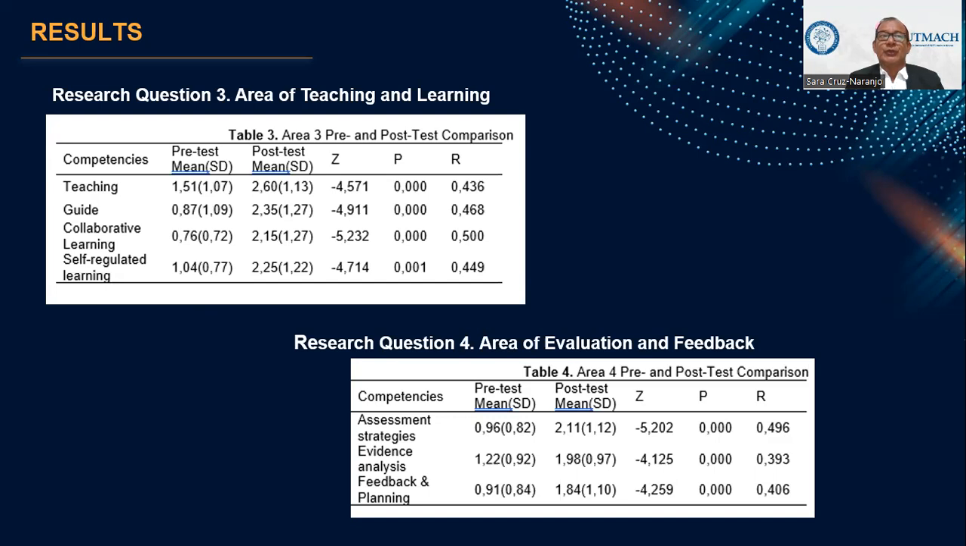Teaching and learning: through the Wilcoxon signed-rank test, it is confirmed that there are statistically significant differences between the pre-test and post-test in all competencies. Furthermore, reviewing the effect size, we can observe a large effect only in the collaborative learning competency and a medium effect in the other competencies.